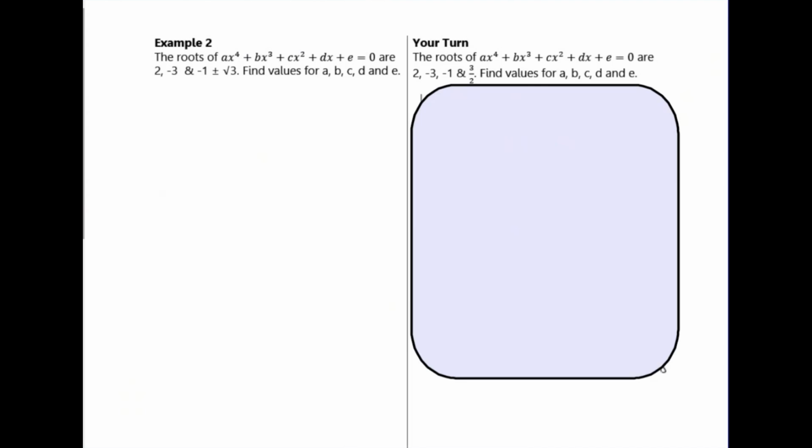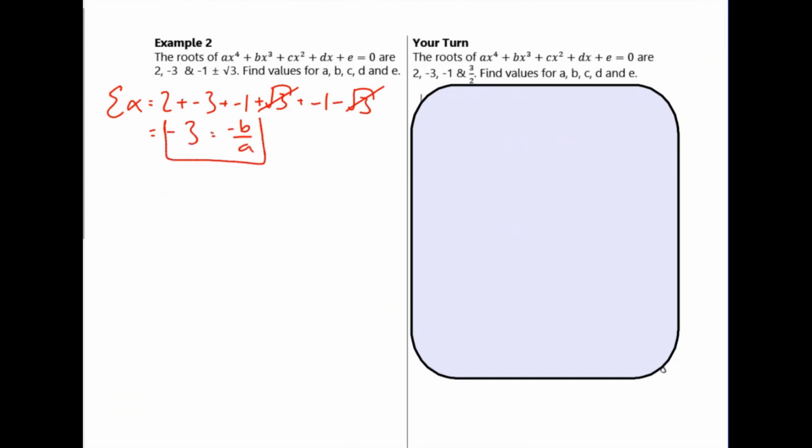Okay, so our roots are 2, minus 3, and minus 1 plus or minus root 3. Let's start off with the sum of the roots. So if we add these together, I've got 2 plus minus 3 plus minus 1 plus root 3 plus minus 1 minus root 3. Root 3s cancel out, and that will give you minus 3, which is equal to minus b over a. And we'll come back to that.